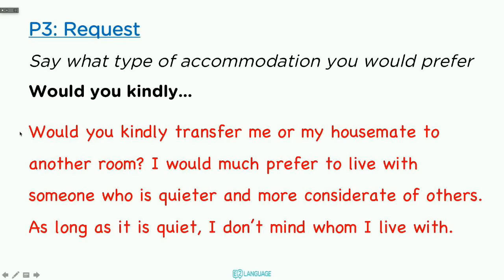So let's have a look at mine. It says, would you kindly transfer me or my housemate to another room? I would much prefer to live with someone who is quieter and more considerate of others. As long as that is quiet, I don't mind whom I live with. So say what type of accommodation you would prefer. I've just said, I don't really care what type of accommodation as long as it's quiet. So that's fine. I have answered the question there. I've sort of taken that question, manipulated it a bit.